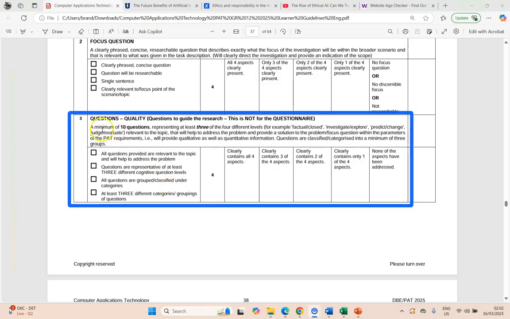If we look at the rubric there, we can see the part for the questions. Are all the questions provided relevant to the topic? You'll get that mark. Do the questions represent at least 3 different levels? So if you've got at least 3 different levels, you're going to get that mark. If we group them into different categories, we're going to definitely get that mark. And there's at least 3 different categories, groupings of questions. So the categories is actually 2 parts to that rubric. So if we've got all of them, then we're going to get all 4 marks. And then we're on our way to maximizing all the marks for this PAT.